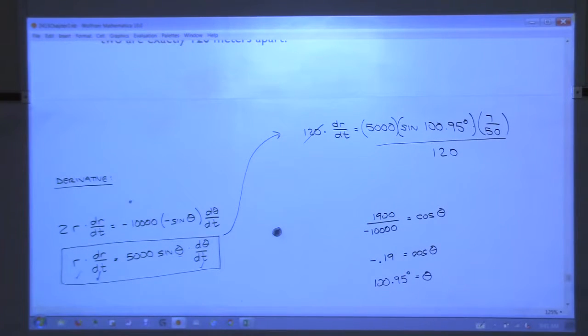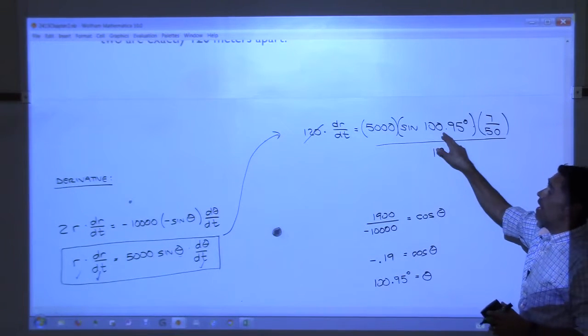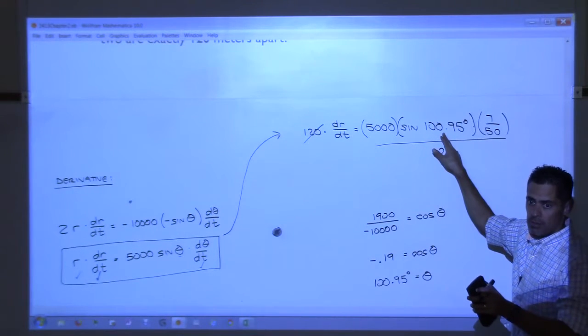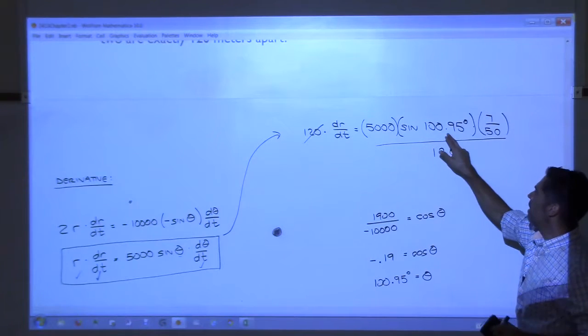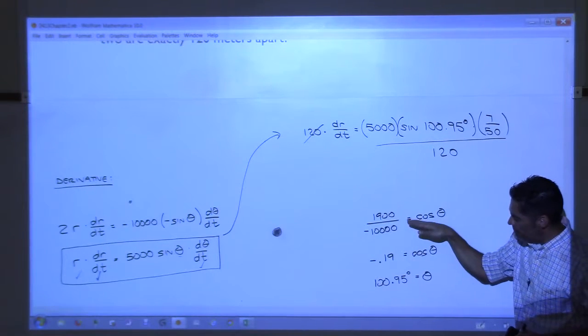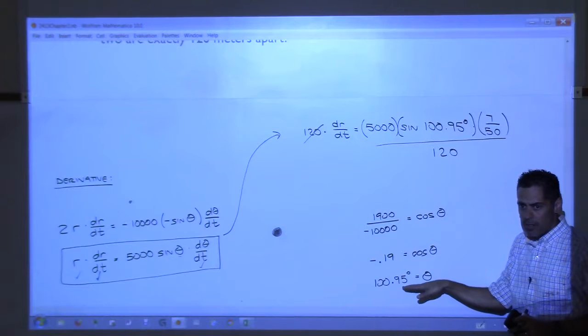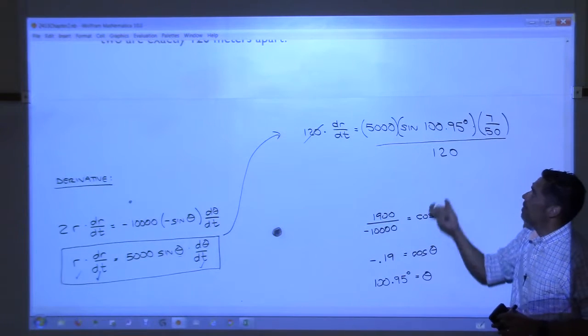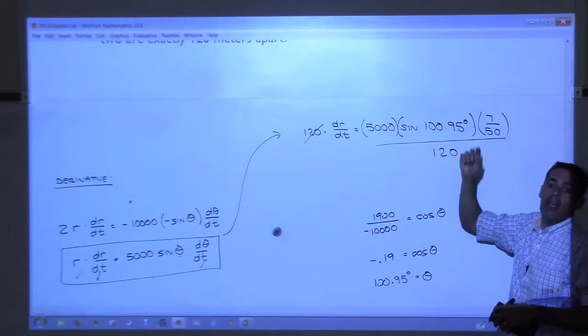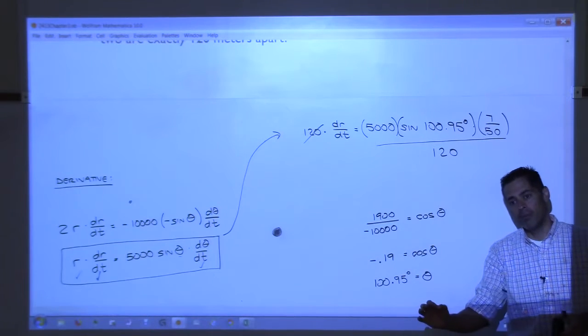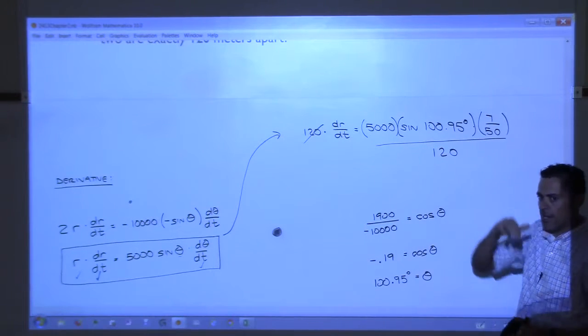Sir, is it okay that theta is in degrees and 7/50 is radians? You know what I mean? Yes, because sine of the angle is just a number. Okay? That's why it doesn't matter. If you were to have done this part right here in radian mode on your calculator, you would get an answer in radians. But then you're going to take sine of it, and it's going to spit back a number between -1 and 1, right? Because that's the range of sine.